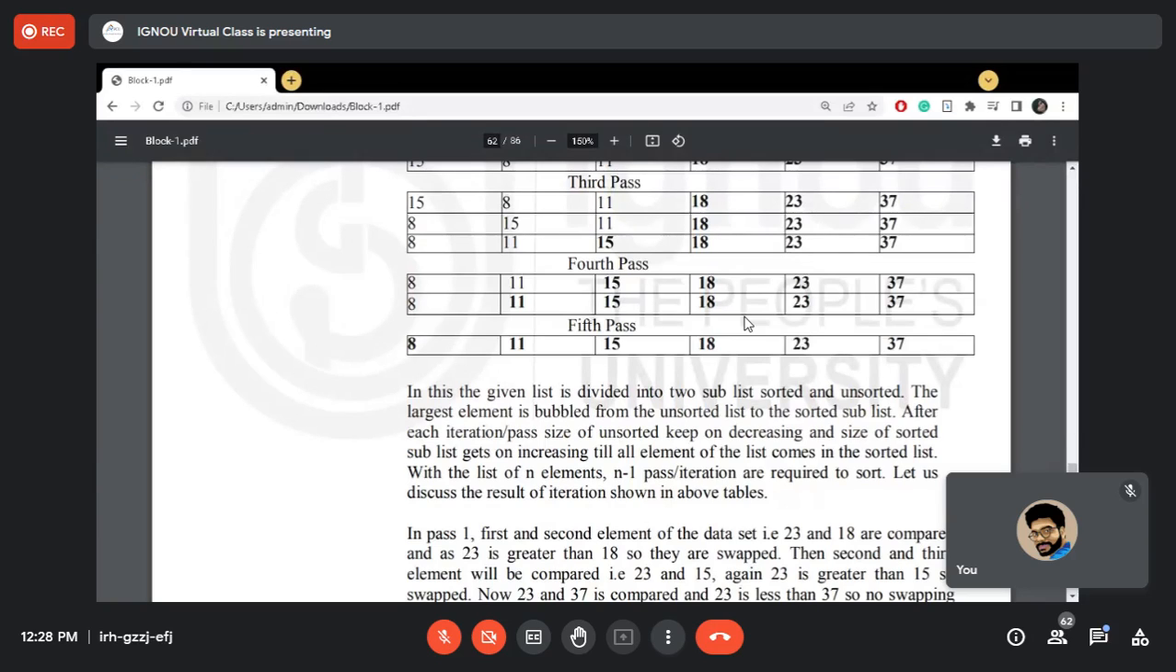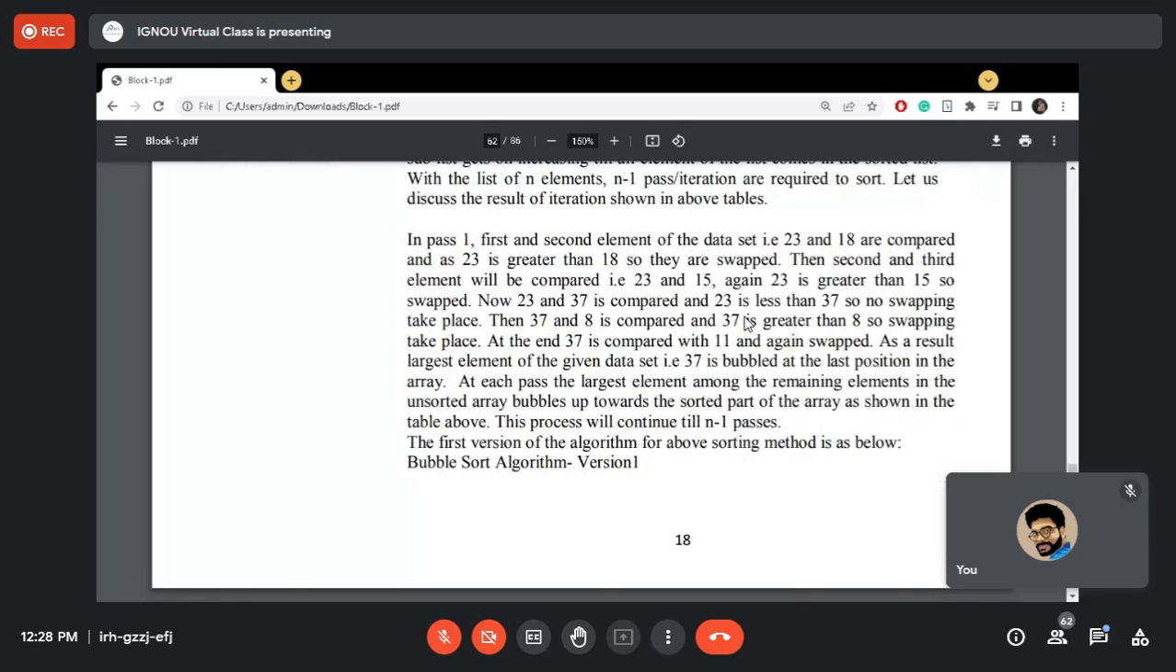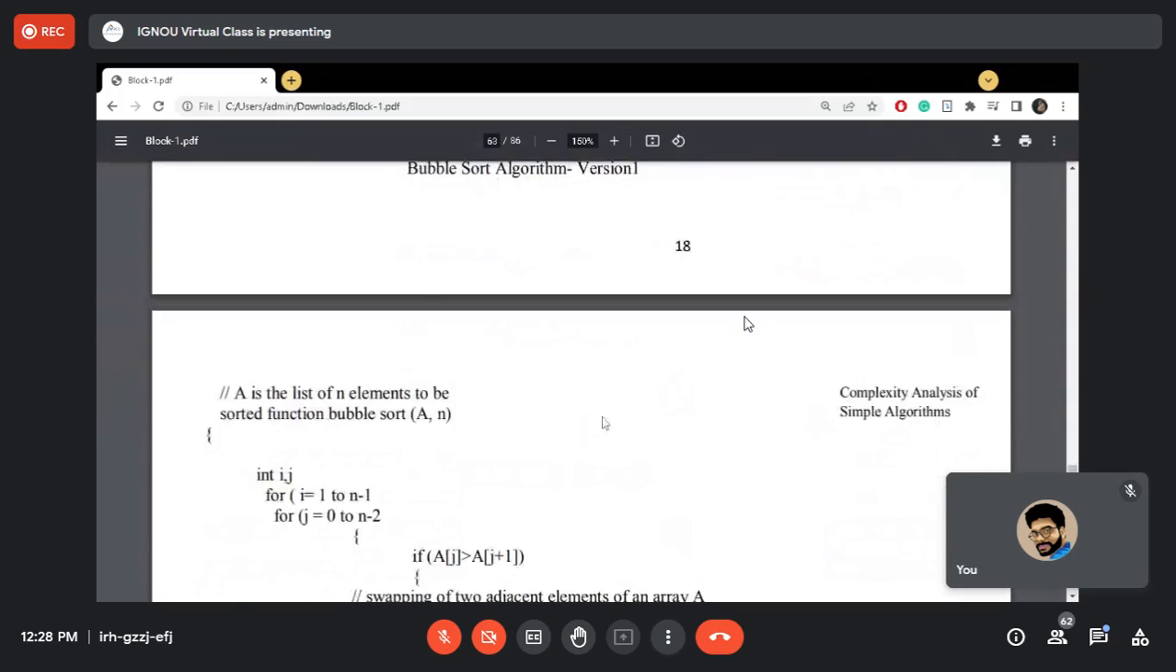Here there are 6 elements in total, so you will get 6 minus 1 passes. That means in the 5th pass, you get your answer. So these are the explanations of how pass 1 works, how pass 2 works, and so on. You can read this from here.